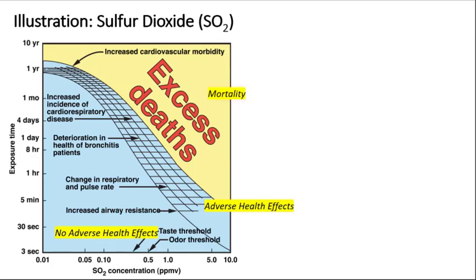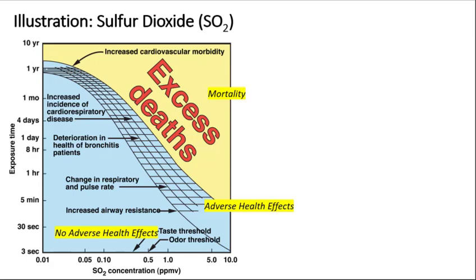Finally, the beige area indicates concentration and exposure durations that can lead to increased risk of mortality. These are the high concentration parts of the plot. Short-term exposure to very high concentrations can cause instantaneous death, whereas longer exposure times to smaller concentrations, if high enough, can lead to a long-term premature risk of mortality.